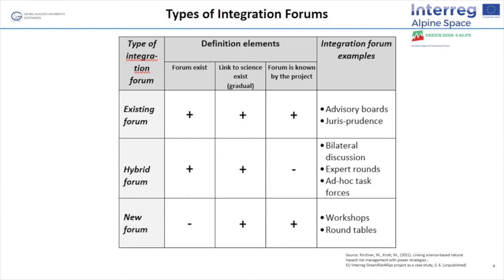In the GreenRisk4ALPs project, the identification of forums built on the pre-analysis, the interest analysis, the conflict analysis, the power analysis, and observations in conducted integration forums. This set is used to identify promising stakeholders in regard to the potential to implement ecosystem-based solutions for natural hazard risk mitigation and in regard to the project's first research results. An example: the modeling of the protective effect of forests against avalanches in a certain area.